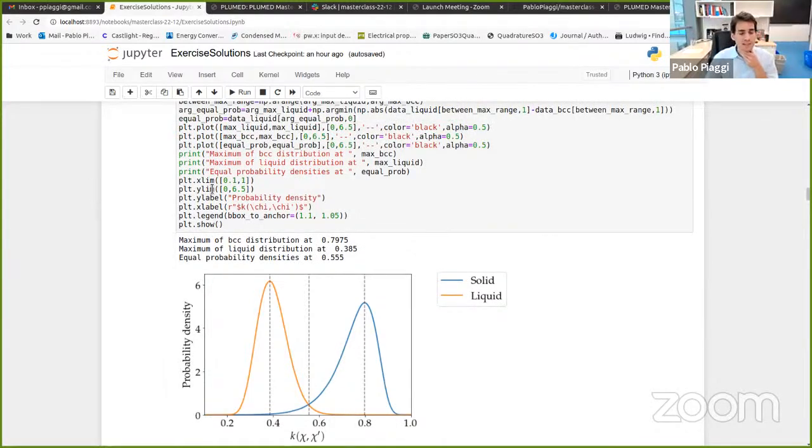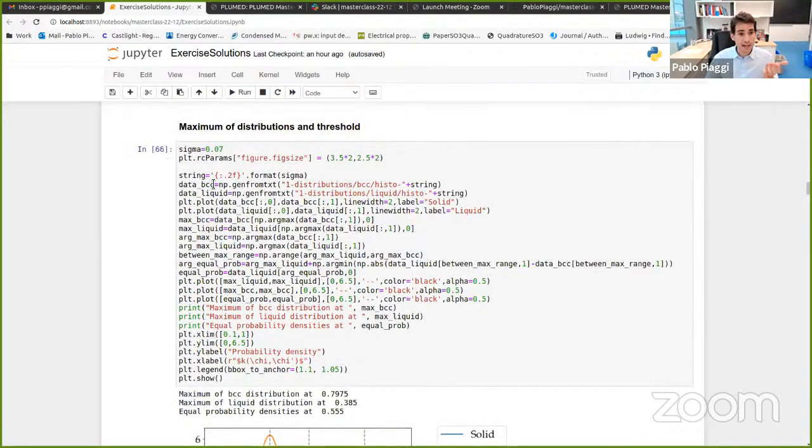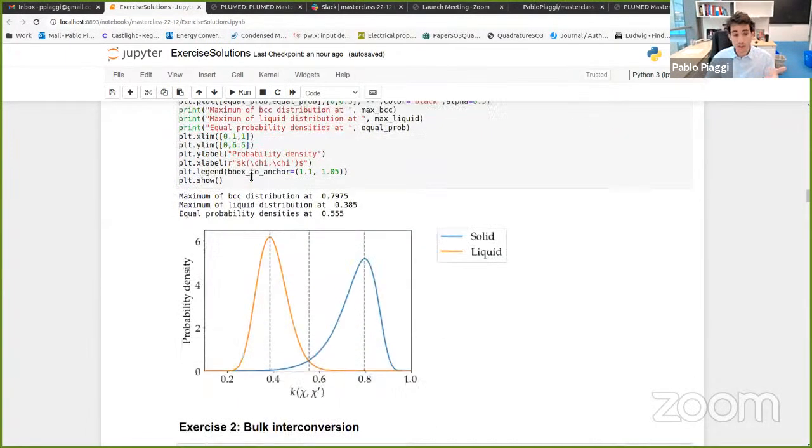Okay. So once we know what's the best parameter that we can choose, what I'm showing here is the distributions using this sigma value. And what I'm doing here is identifying the threshold at which both probability distributions have the same value, which is connected to your question, Giovanni, regarding the mislabeling. So it's a way to choose the threshold such that the mislabeling is similar between the two phases. And we're also identifying the position of the maxima of the distributions.